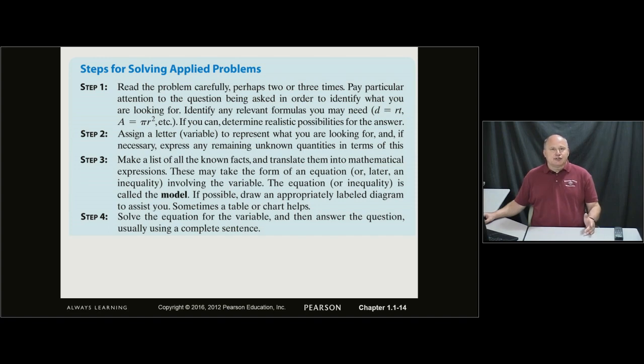Usually people can surpass step 3, they can get the rest of the way. Step 4 is the step you want to get to. Solve the equation for the variable and then answer the question. And it's usually using a complete sentence.